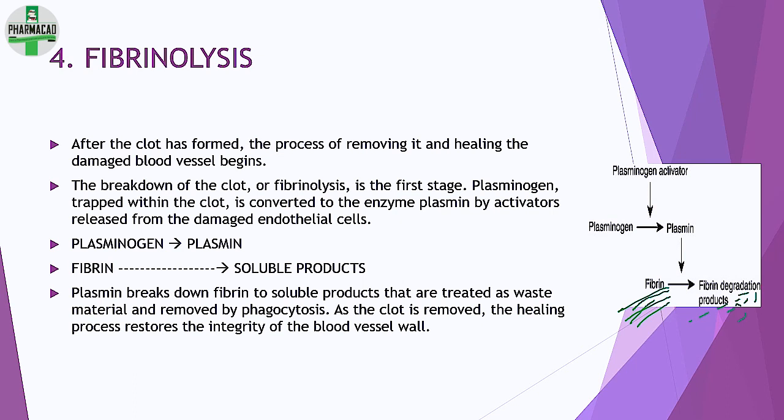Plasmin breaks down fibrin into soluble products that are treated as waste material and removed by phagocytes. Phagocytes means our WBCs, the neutrophils and macrophages, mainly macrophages. As the clot is removed, the healing process restores the integrity of the blood vessel wall.